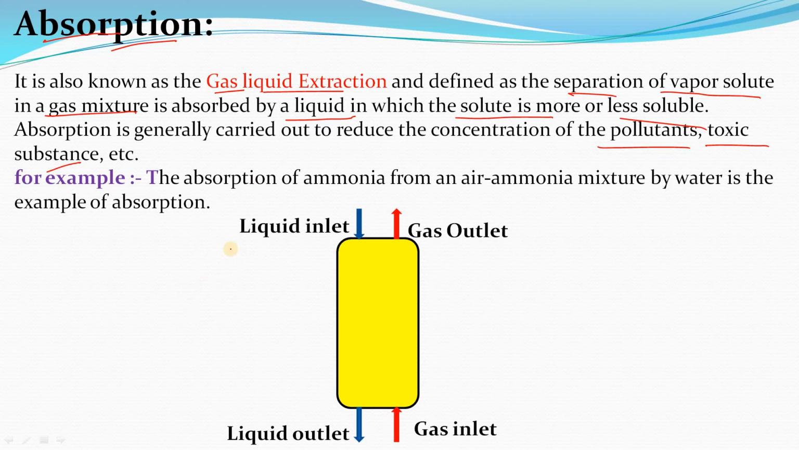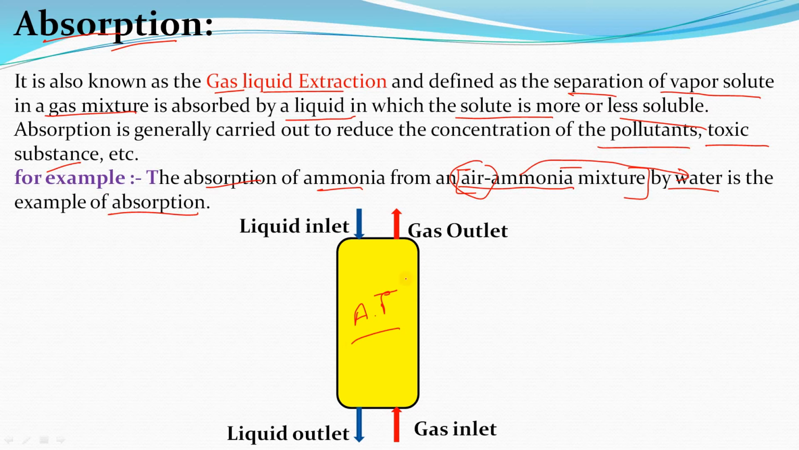Here is one example of absorption which you will mainly see in a table, that is absorption of ammonia from an air ammonia mixture. Suppose you have an air ammonia mixture and you contact that mixture with water. Water basically works here as a solvent, and this is the example of absorption. After some time you will see that the ammonia comes in contact with water and air is separated. Suppose this is an absorption tower.